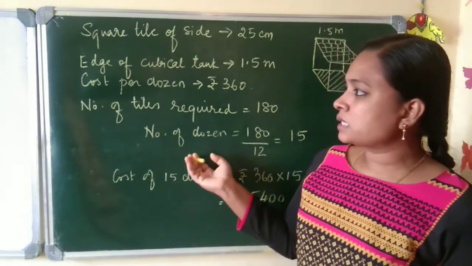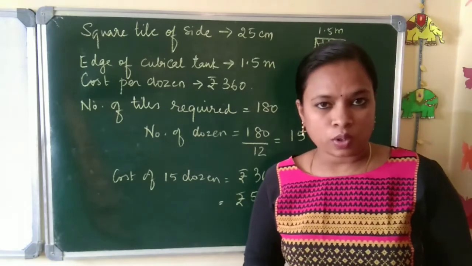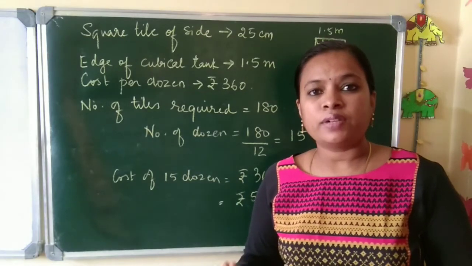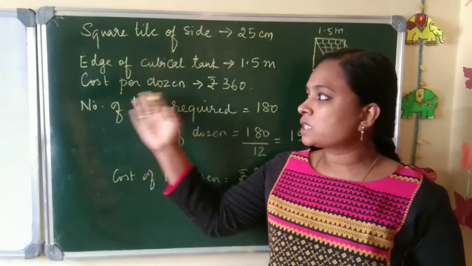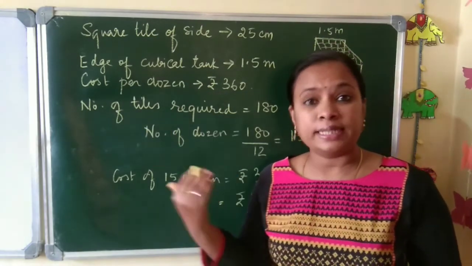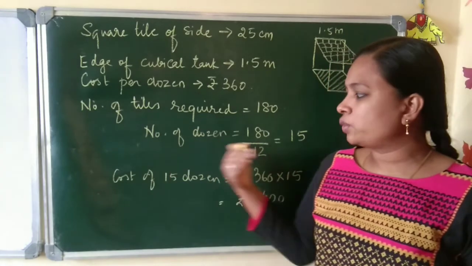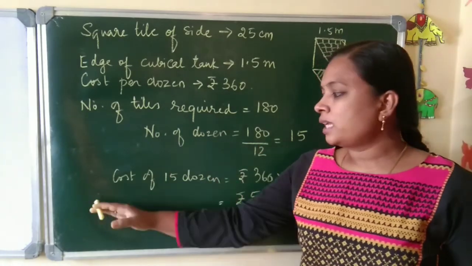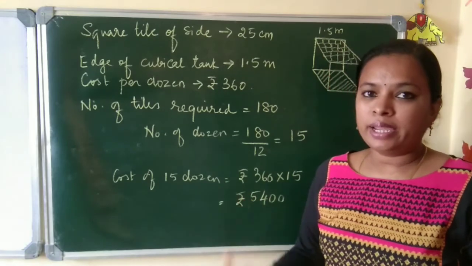Now the next step is you have to find the cost. In a few questions they give the cost directly. But in this question they have given the cost per dozen. So in that case you have to divide the number of tiles by 12. After you divide it by 12, at last you multiply and you get the final answer.